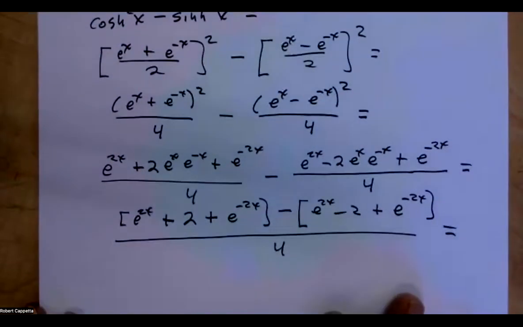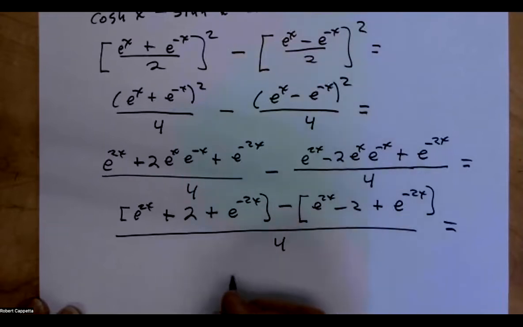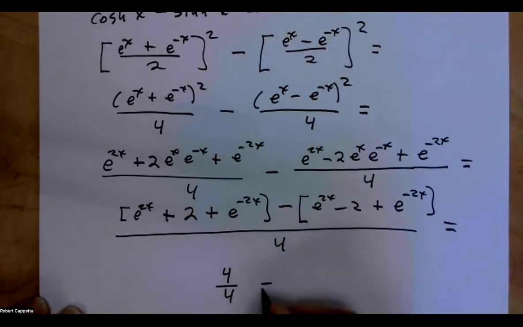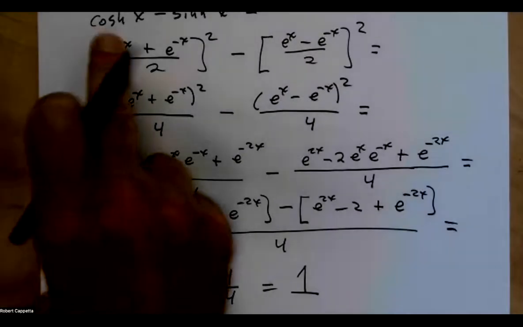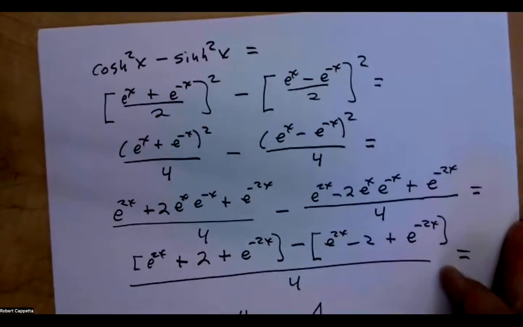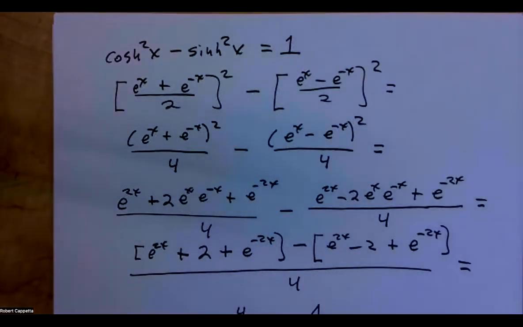So now what does this become? e to the 2x minus e to the 2x is 0. 2 minus negative 2, 4. e to the negative 2x minus e to the negative 2x, 0. 4 over 4, which is 1. So here is our fundamental identity for hyperbolic trigonometry: cosh squared x minus sinh squared x equals what? Equals 1. So you'll notice this is similar in a sense to trigonometry, which said cos squared x plus sine squared x equals 1, except this is cosh squared x minus sinh squared x equals 1.